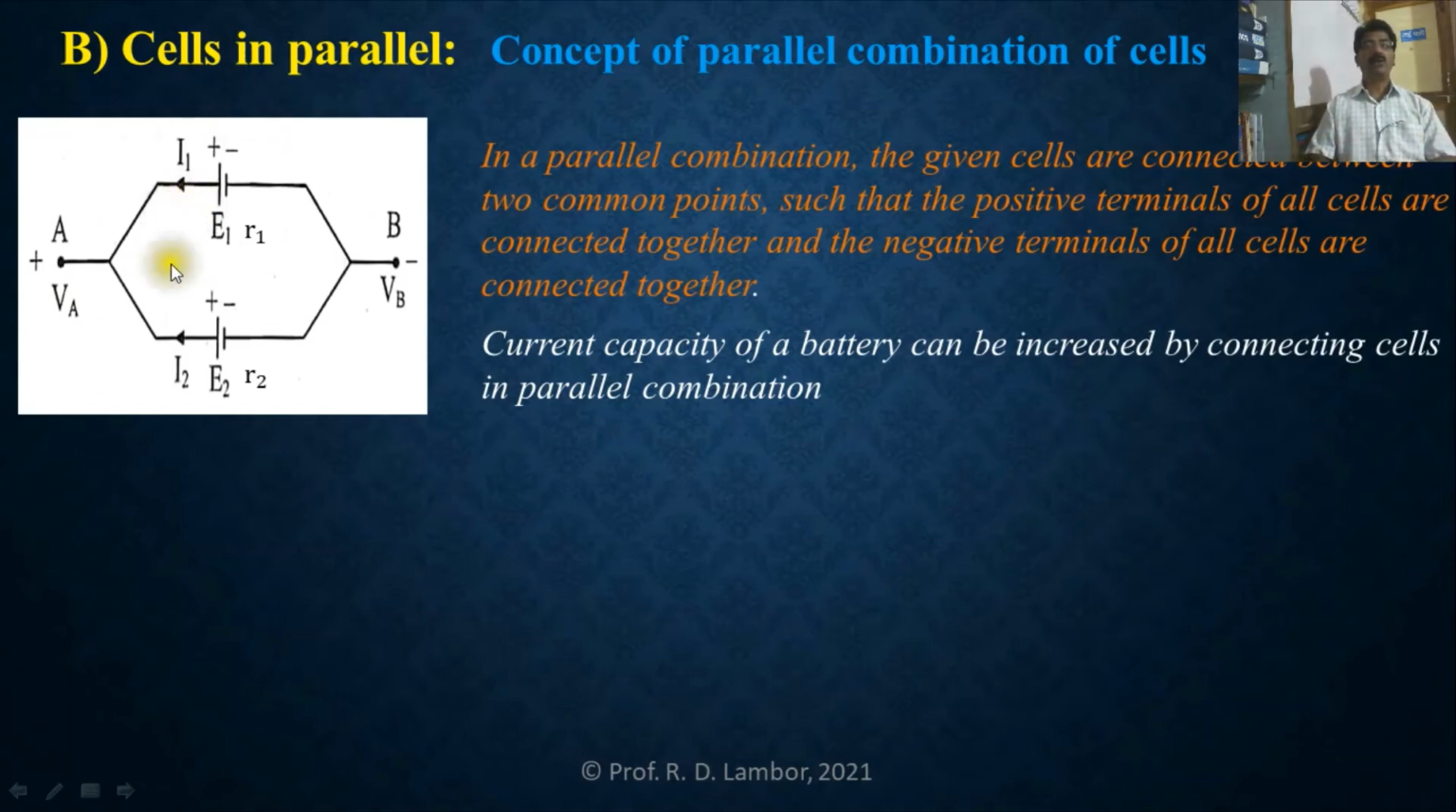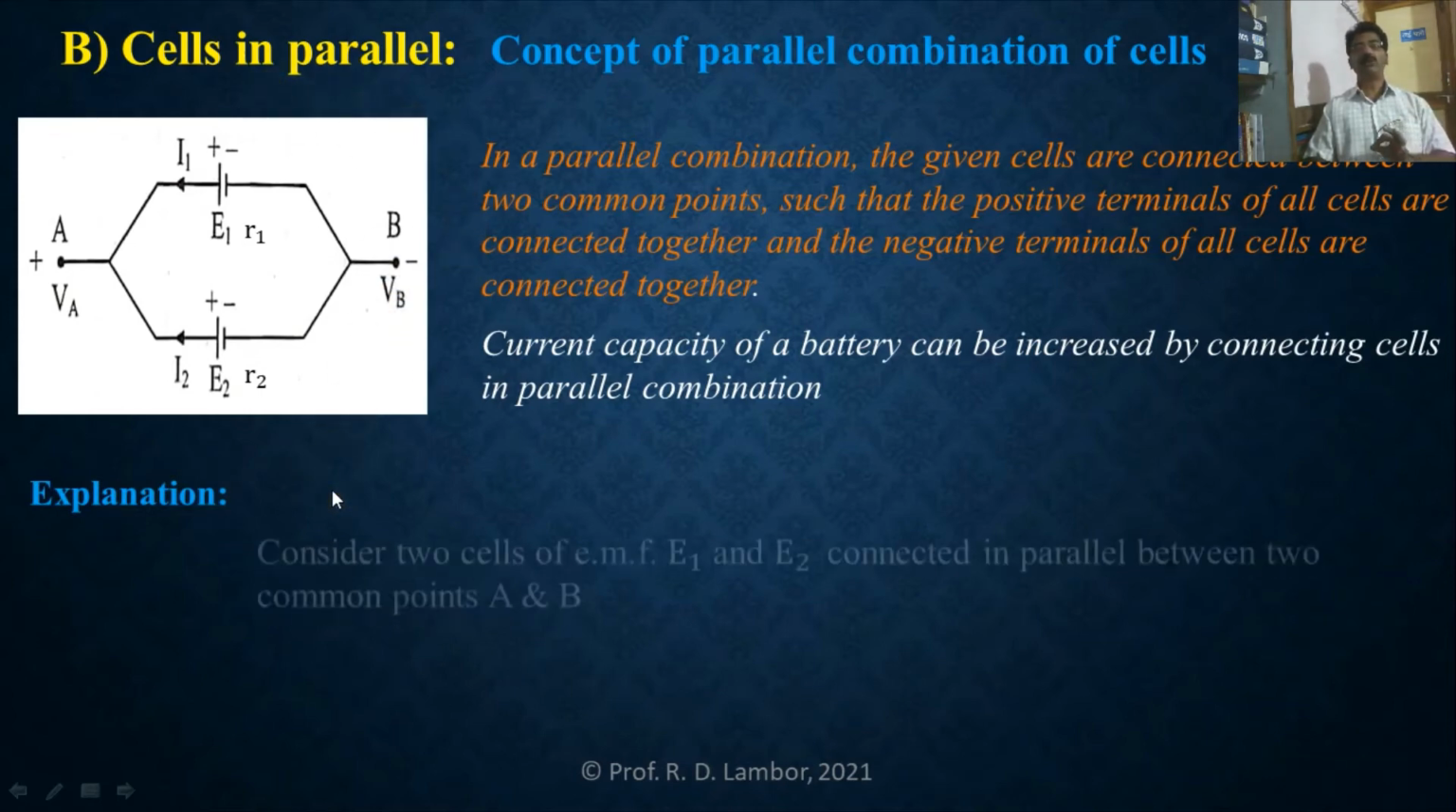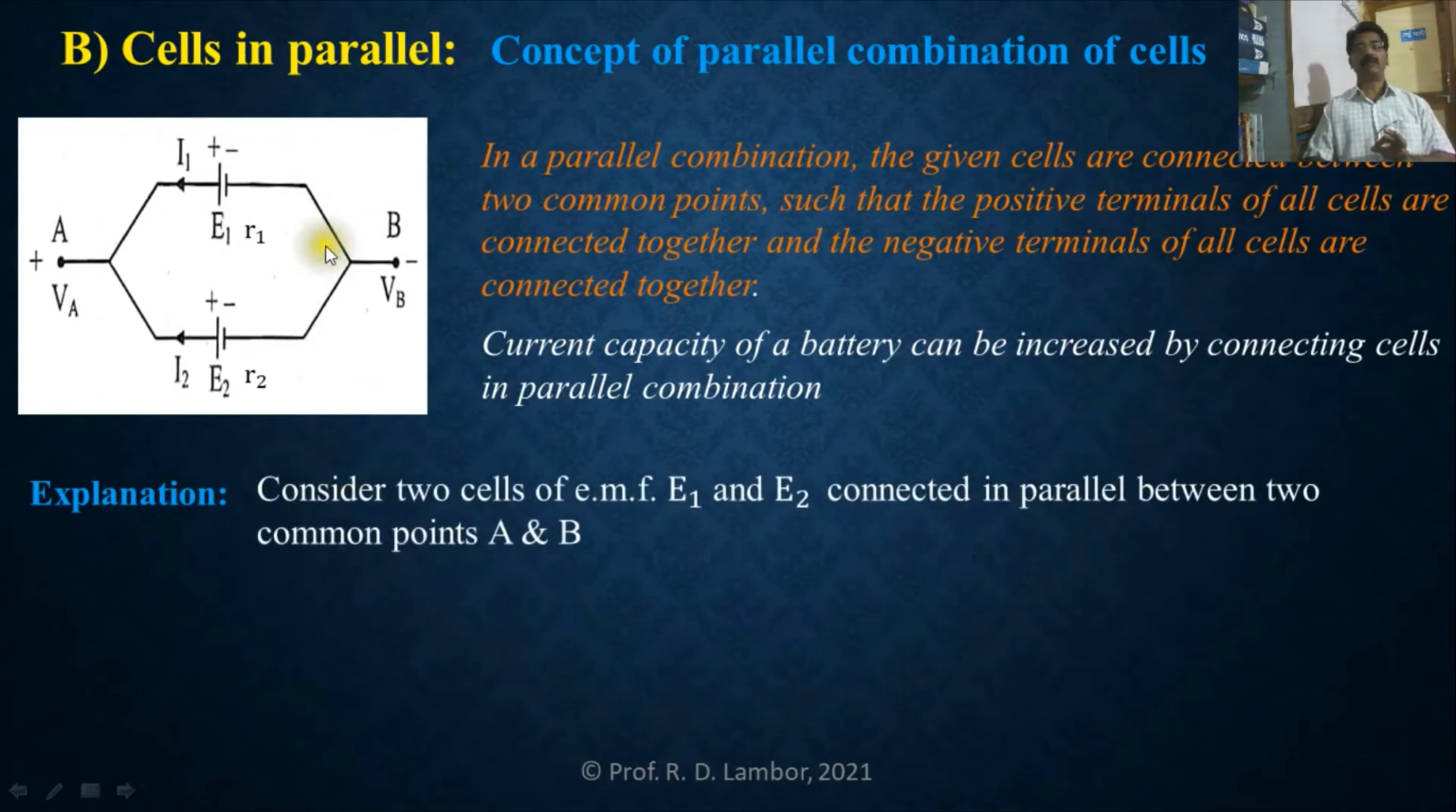The voltages across both the cells remain the same. So if we want to increase the current capacity of a battery, then the given cells should be connected in parallel instead of series. Let us explain this parallel combination of the cells. To explain this, we will consider two cells as shown in the circuit diagram: two cells of EMF E1 and E2 connected in parallel between the two common points A and B.